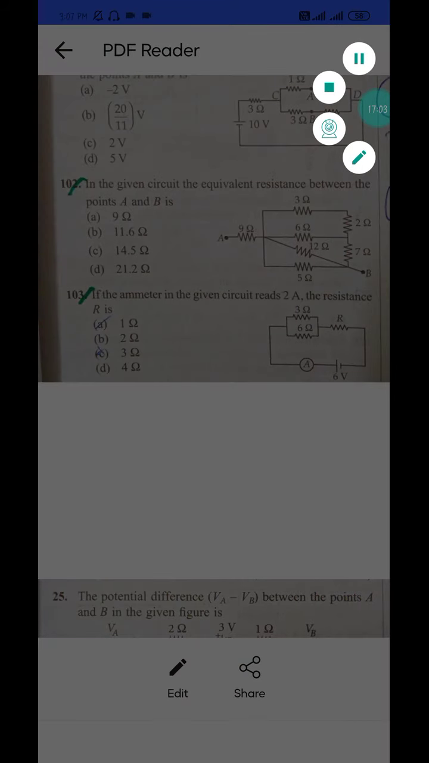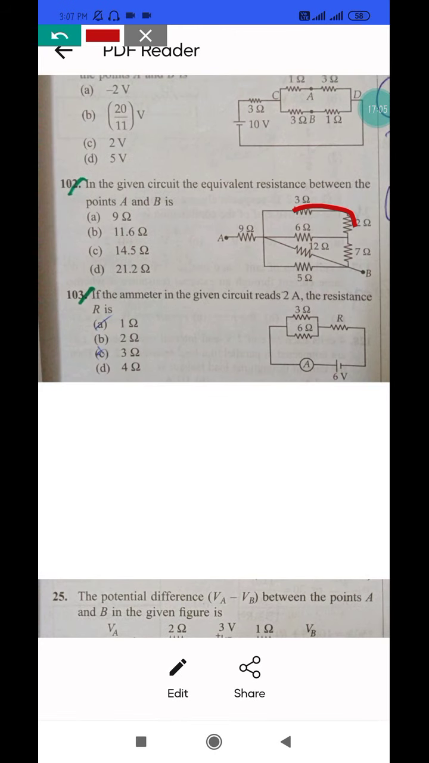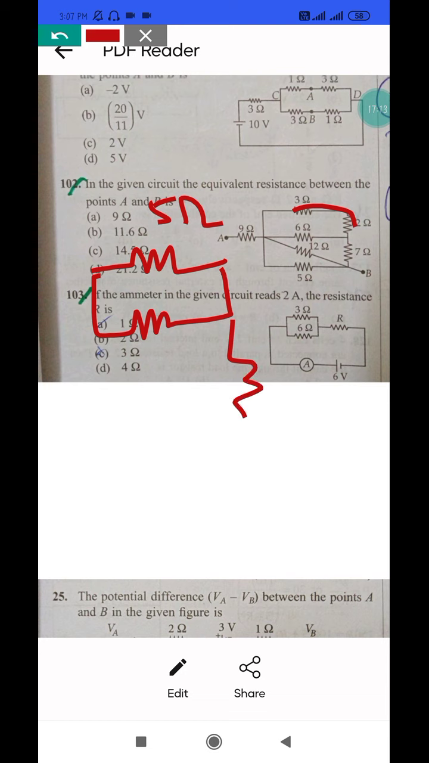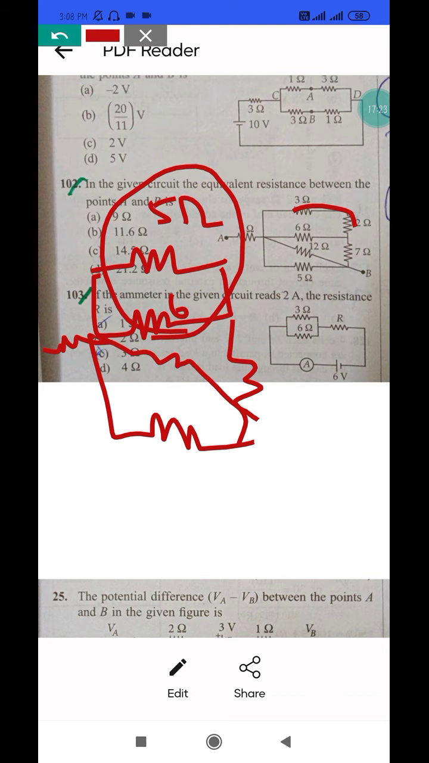I'll tell you one more time. So this is the combination of 3 and 2, which is nothing but 5 ohm. So you have another resistance here, you have 7 ohm, and in between you have a resistance, and you do have a resistance here. So this 5 and 6 are connected in parallel. So the total turns out to be 30 by 11.